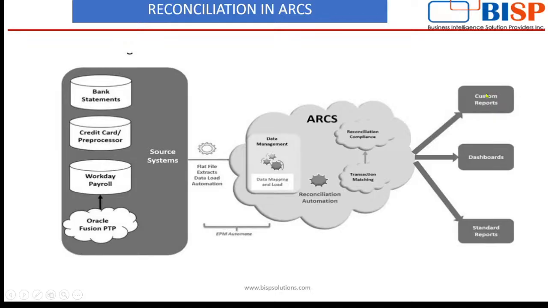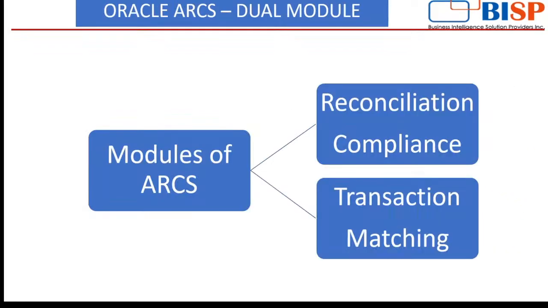So after doing all this, you can export the reconciliation in the form of custom reports. You can customize the reports, then in the form of dashboards and standard reports. Okay, these are the outputs of the system which provide a visual summary and detail about the reconciliation. As I said, there are two modules in our ARCS. First is reconciliation compliances and the second one is transaction matching.